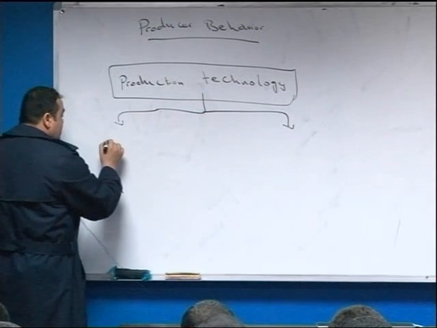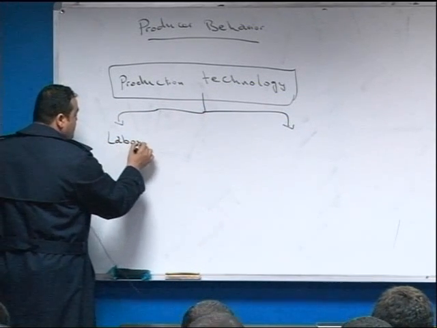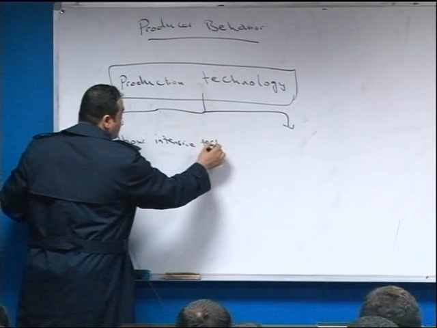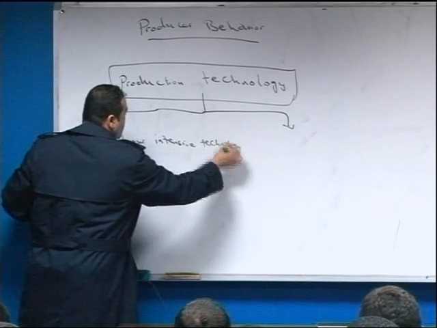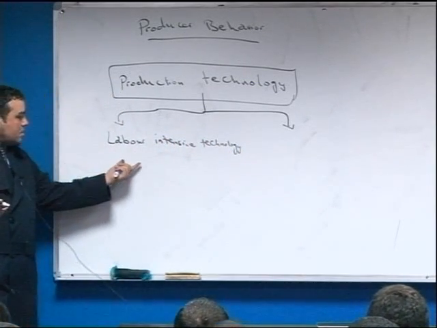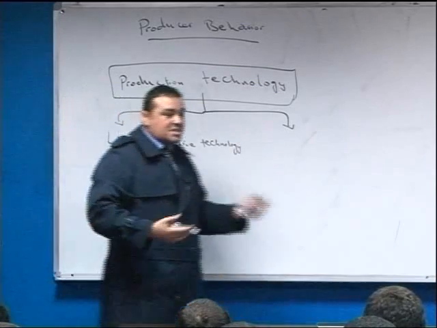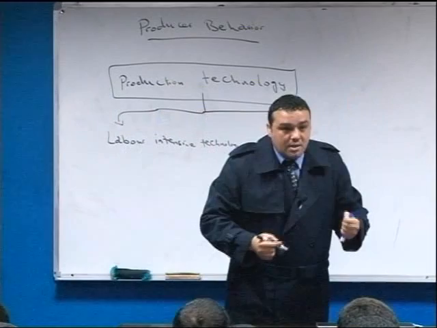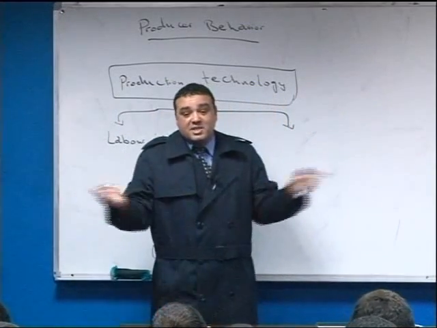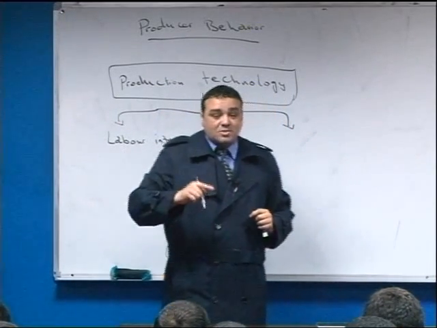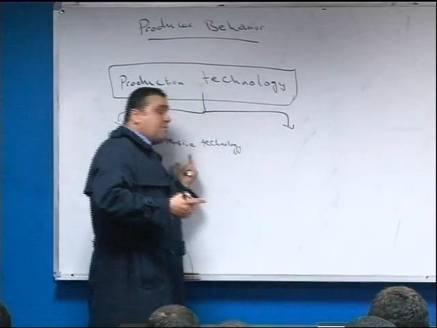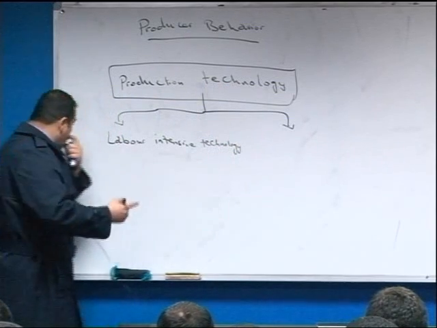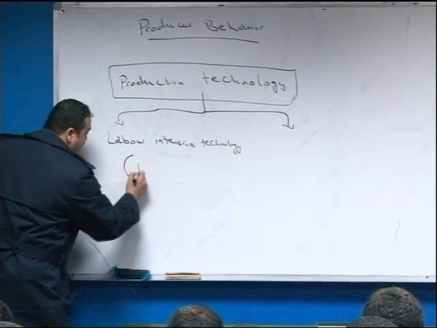The first one is called the labor intensive technology, like the agricultural planting sector. The planting sector depends on what? On labor instead of machines. They rely on labor heavily instead of machines, like the planting sector.